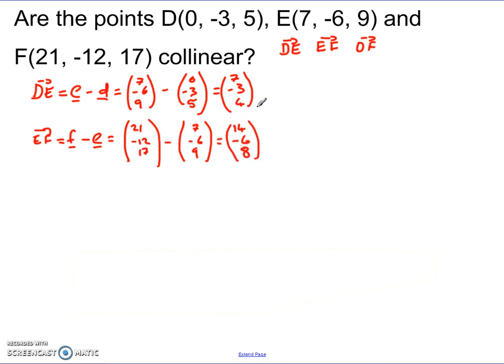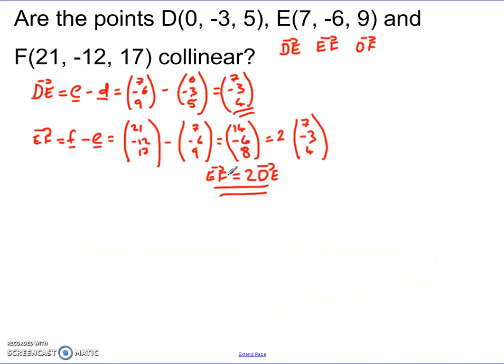So I've now got these 2 vectors. Can I somehow relate them to each other by making them a scalar multiple of one another? Well, this one here, if I take out a common factor of 2, I end up getting the vector 7, negative 3, 4, which is the same as this vector. From that, I can then write that E to F is given by 2 times the vector D to E. So what I've done here is I've taken the vectors and I've shown that one of them is a scalar multiple of each other. So they're both parallel.